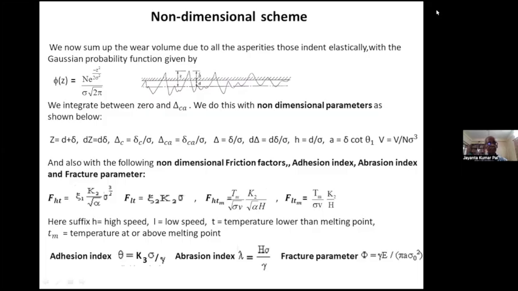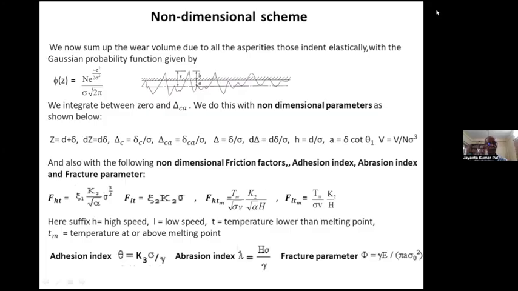Similarly, before that, adhesion index simply represents the ratio of the force required to deform a conical surface, conical asperity, to a depth of sigma to the force corresponding to surface energy, surface forces rather.